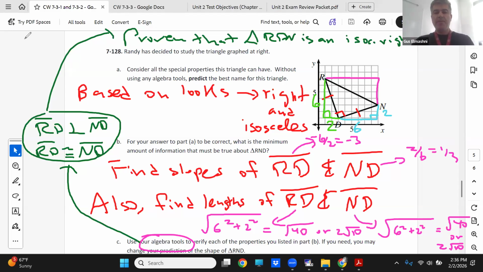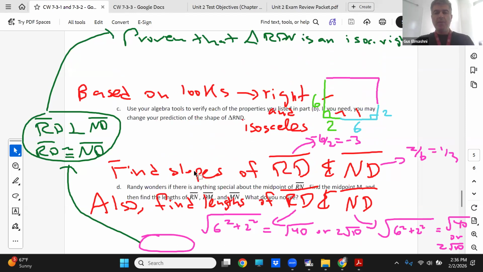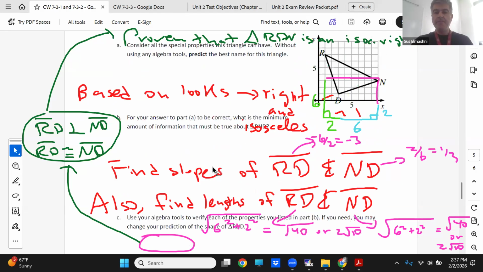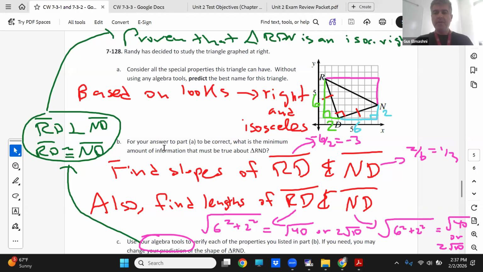Okay, now let's look at part D. What's part D asking us? Part D is asking us to wonder if there's anything special about the midpoint of RN. Find the midpoint of RN, we'll call it M, and then find the lengths of RN, DM, and MN. And what do you notice? Okay. So can I clear the screen? We good? All right, let's clear the screen.